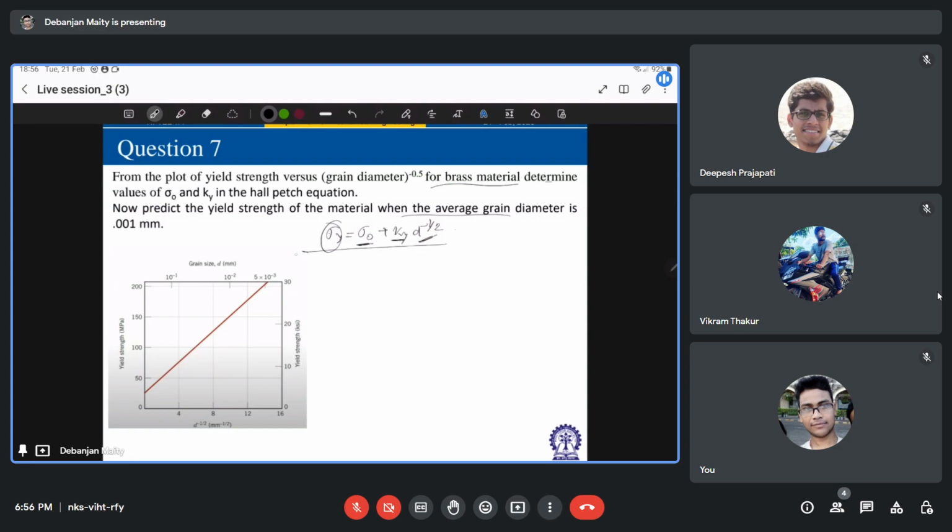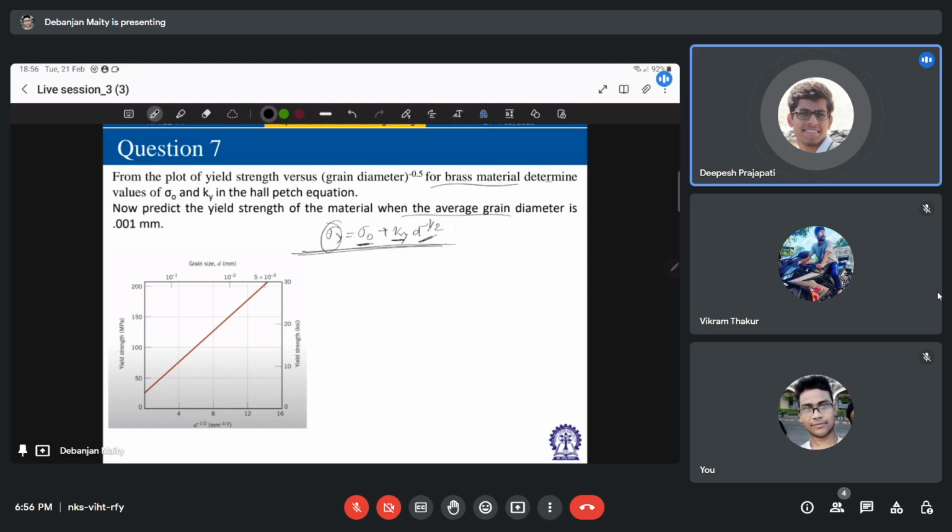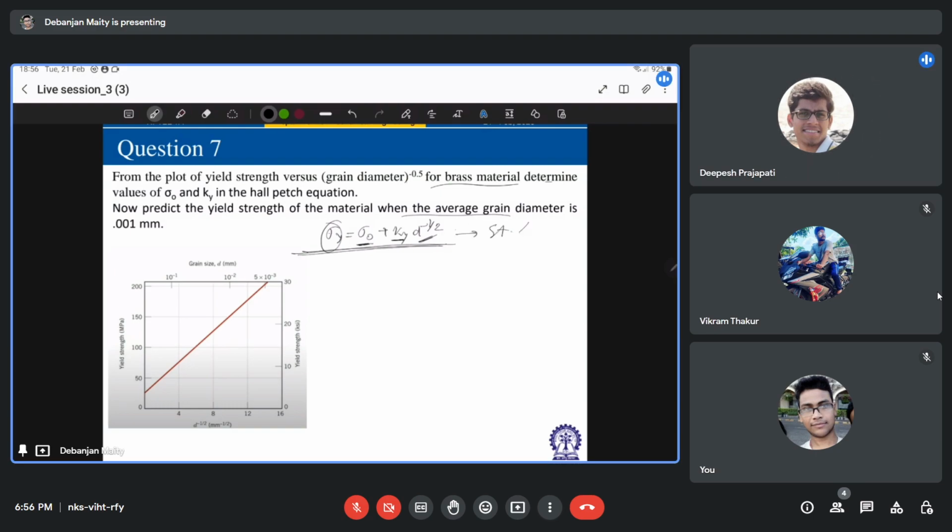So what kind of equation is this? This is linear, straight line equation, not quadratic. So this is a straight line, linear, right? So if you think of this as y equal to mx plus c, m can be thought of as this ky value, the slope of this line. So basically we will find out the slope of this straight line initially. So m equal to delta y by delta x, right?